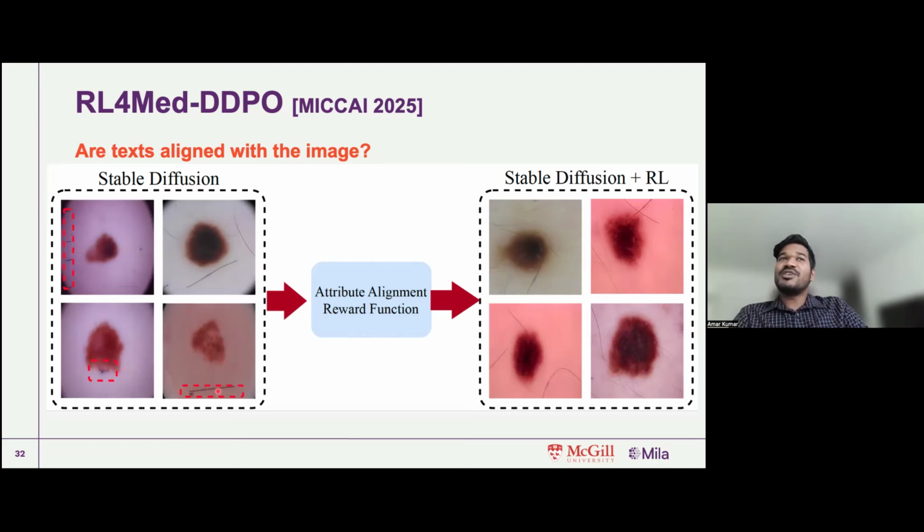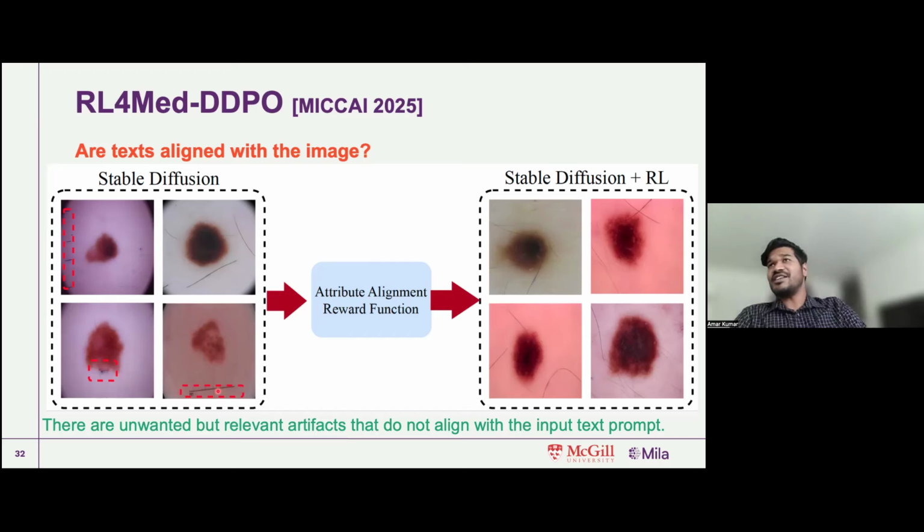What we wanted was that these images better align with the text prompt that we are giving. So essentially, image-text pair alignment was the issue. And we showed that if this issue was addressed, we could further develop our model for performing better while doing downstream tasks. So essentially, the objective is very simple: just remove this unwanted but relevant artifact that actually doesn't align with the text prompt.